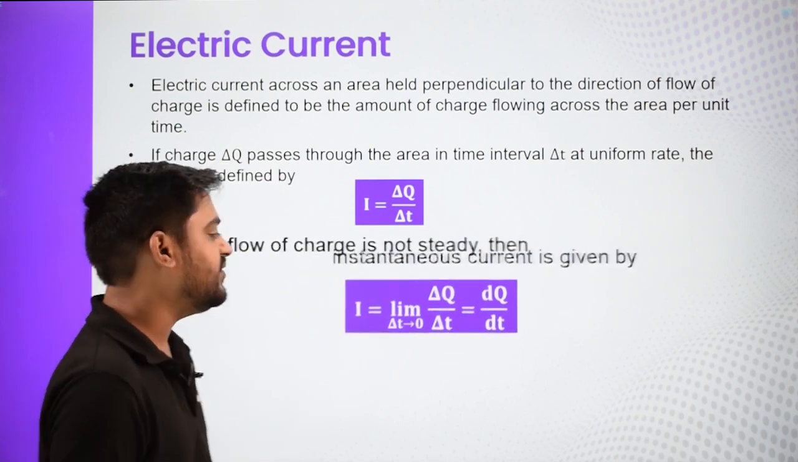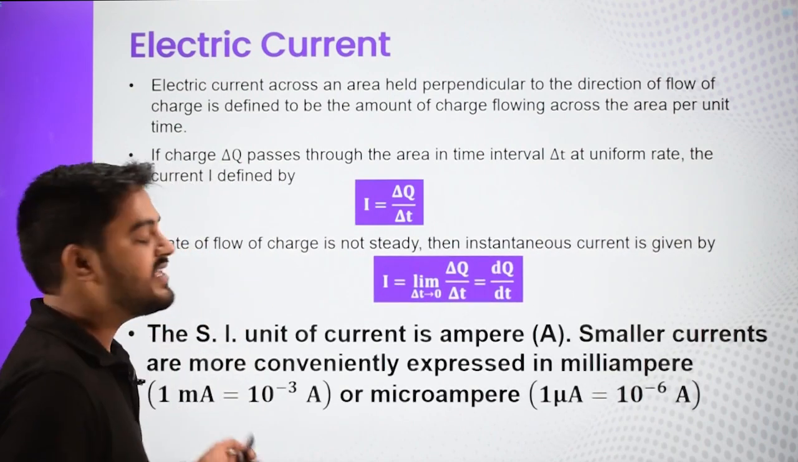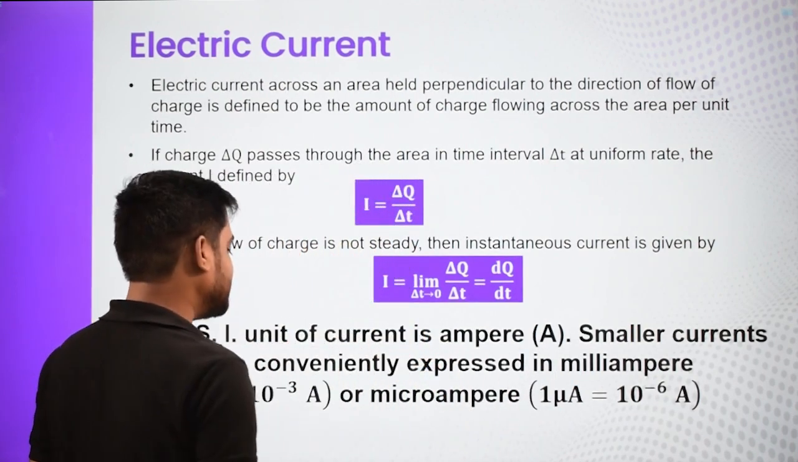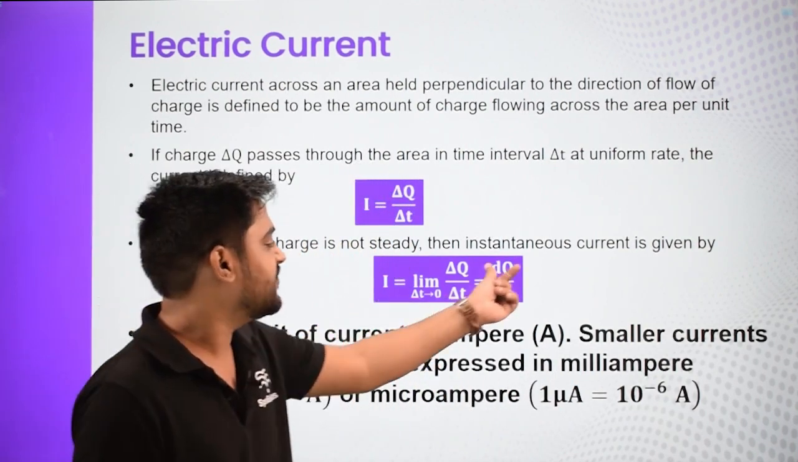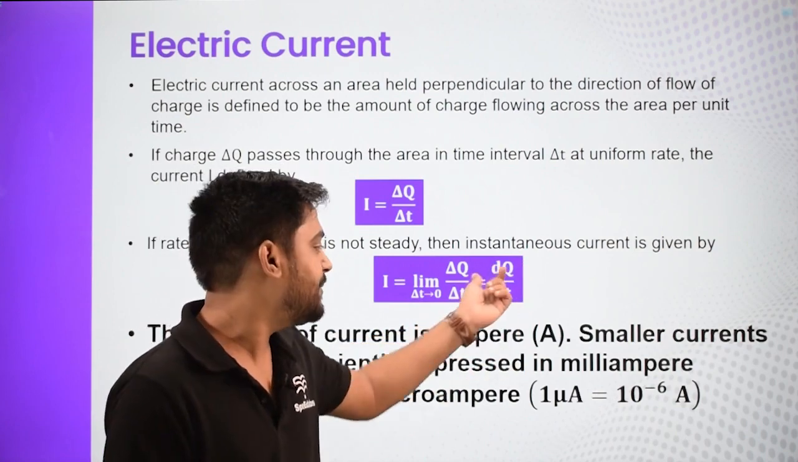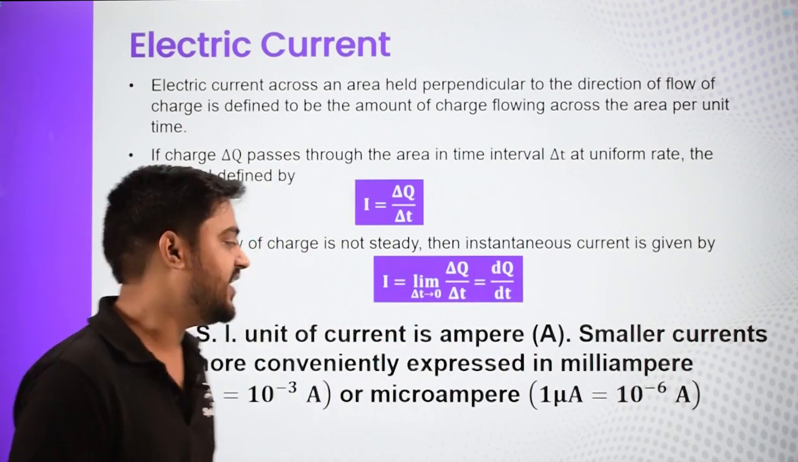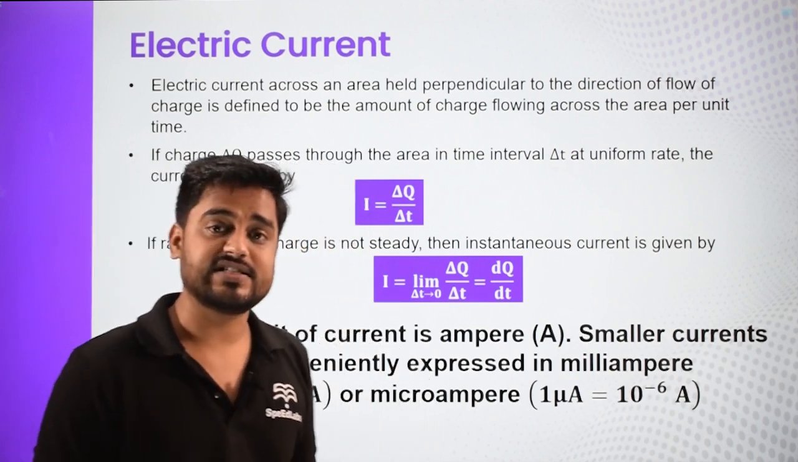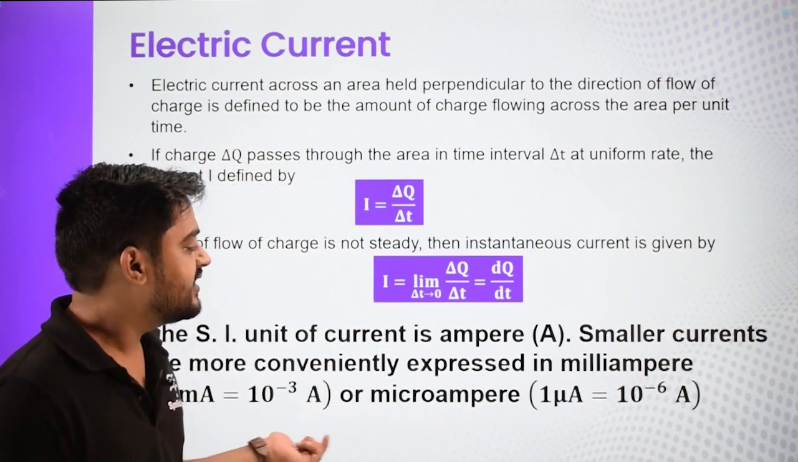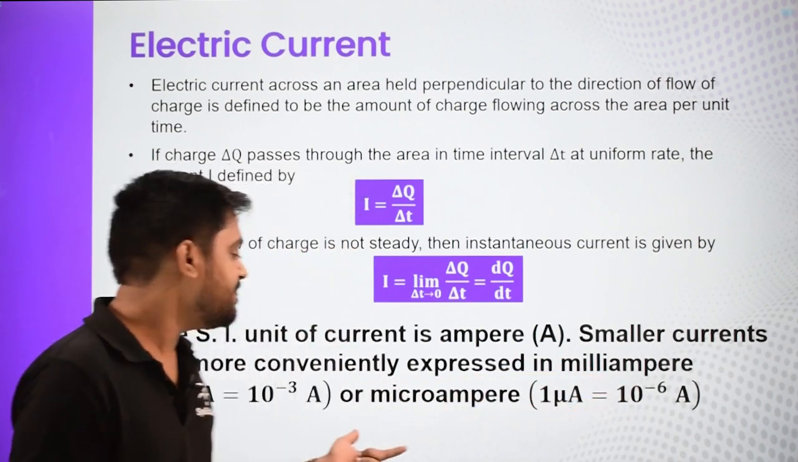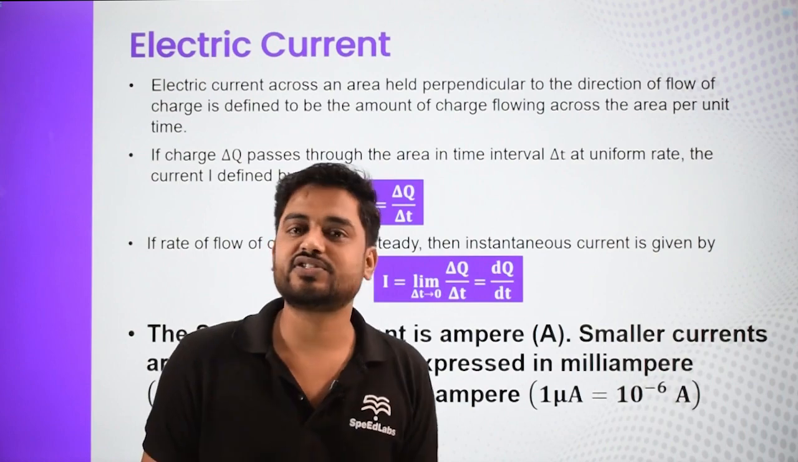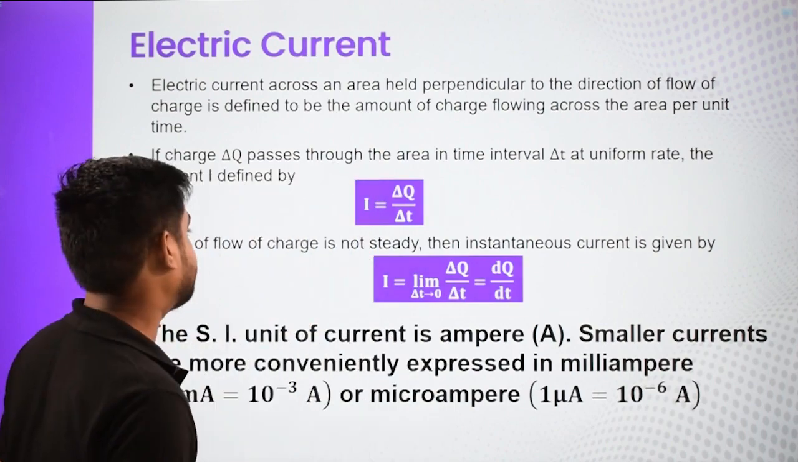Now let us talk about the SI unit. SI unit of current is ampere. And ampere is defined as what? So 1 ampere is 1 coulomb per second. And if you want to use smaller units, then we can use milliampere or microampere. Milli is 10 raised to power minus 3 ampere and micro is 10 raised to power minus 6 ampere.